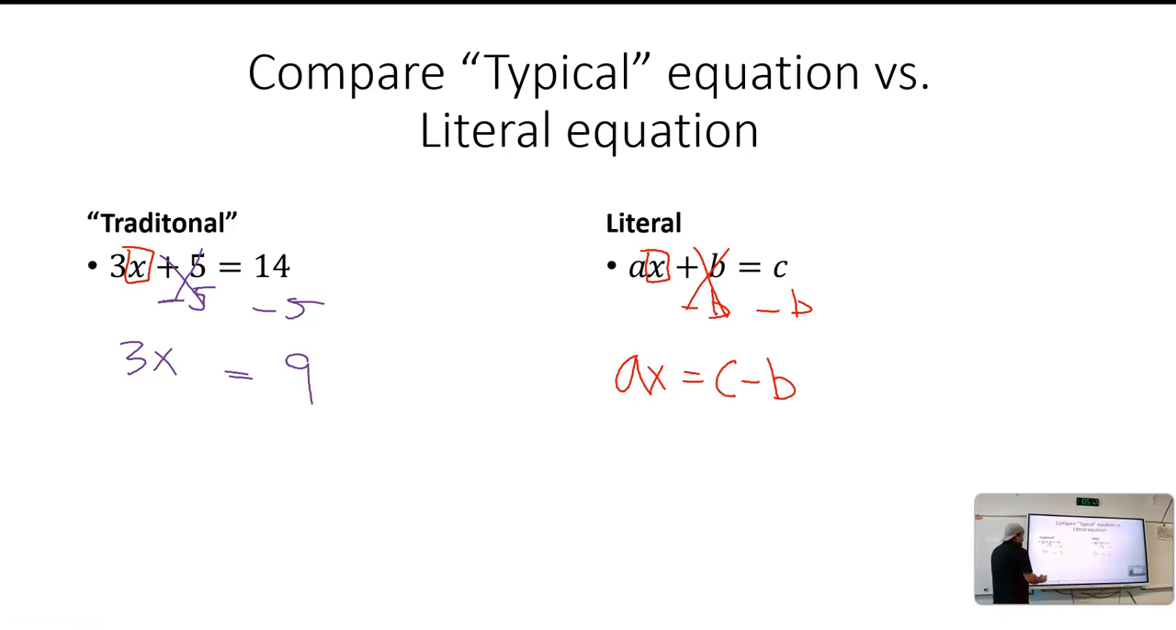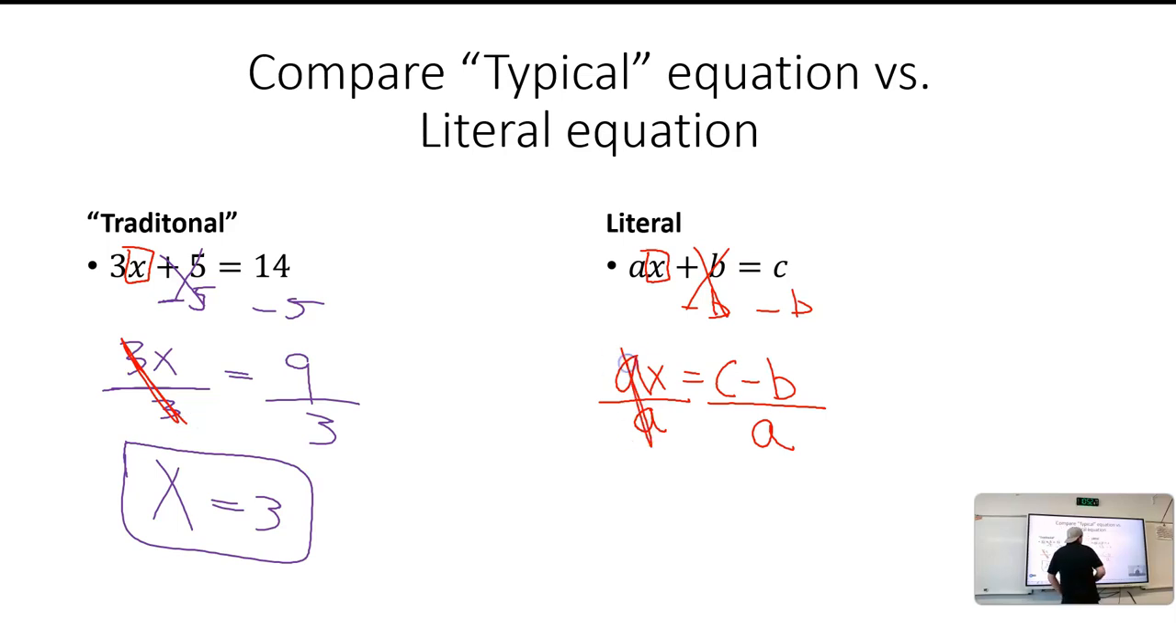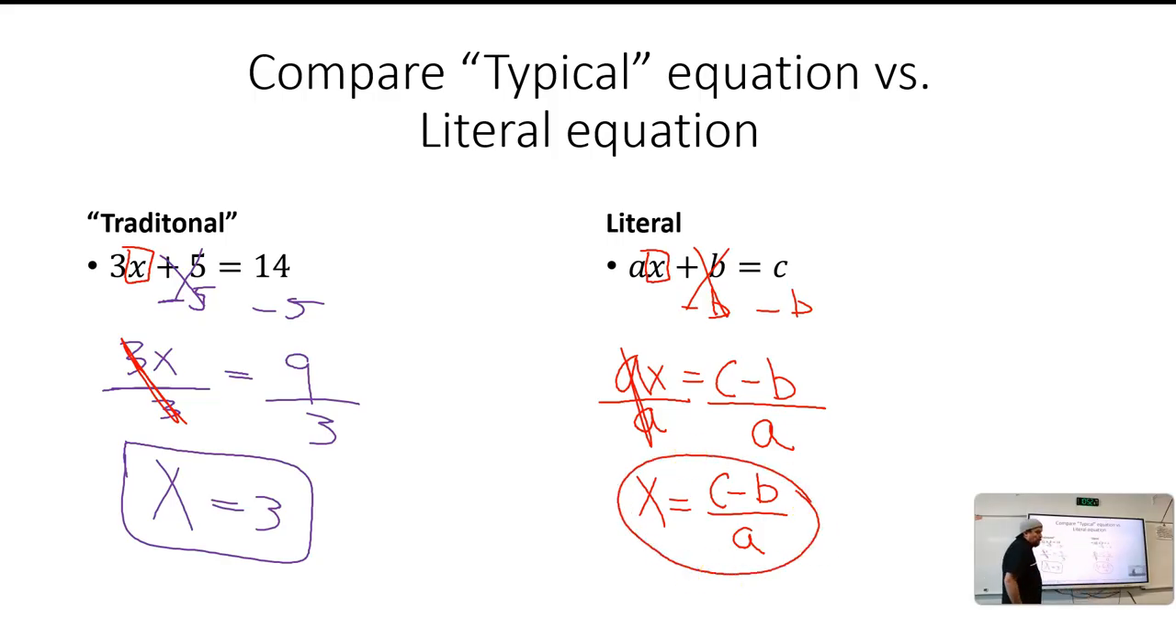Come back over to the left side. Next, I would divide by 3. Now I'd have x equals 9 divided by 3, which is 3. And there, I solved the equation for x, and it is a value, a number. Now if I come back over to the right side, if I want x by itself, once again I'm just going to divide by a on one side and a on the other side. Over here, the 3s canceled out. Here the a's are going to cancel out. So I'm left with x equals c minus b, because that's what I did on the first step, divided by a, because that's the second step. And then I would be done.